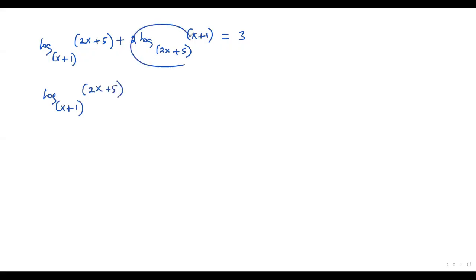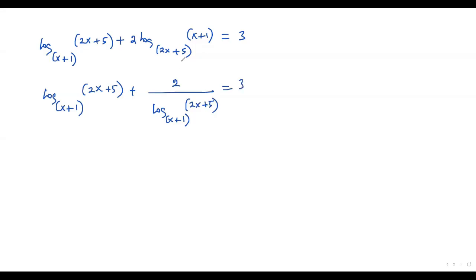Okay, here in this term, I keep this 2 as it is and I move this logarithm to the denominator. Whenever I move a logarithm from numerator to denominator or denominator to numerator, I have to switch the argument and base. So when I move this logarithm to the denominator, the argument x + 1 will become the base and the base 2x + 5 will become the argument. Then I'm getting log base x + 1 of 2x + 5 equals 3.